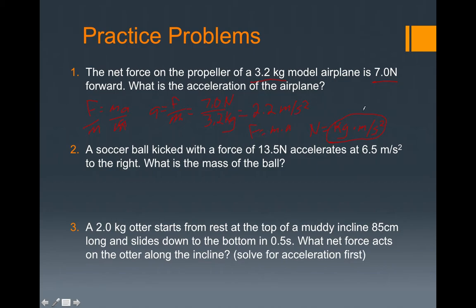7.0 kilogram meters per second squared. But the first one's 2.2 meters per second squared. If you want to do the next two, you can. I'm going to give you the answers here, but if you want to work through them and check yourself, you may do so. Your answers should be 27 kilograms and 14 newtons.